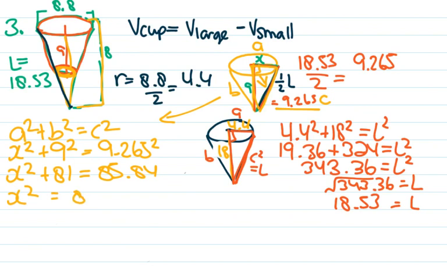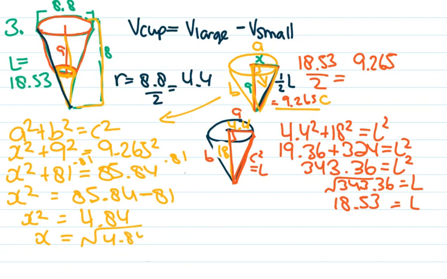So X squared equals 85.84 minus 81. I just subtracted 81 from both sides. X squared equals 4.84. Take the square root of both sides, and X equals 2.2. So now the radius here is 2.2. So now that I have the radius, I can find the volume of that small cone, and then I'll be able to subtract it from the volume of the large cone.